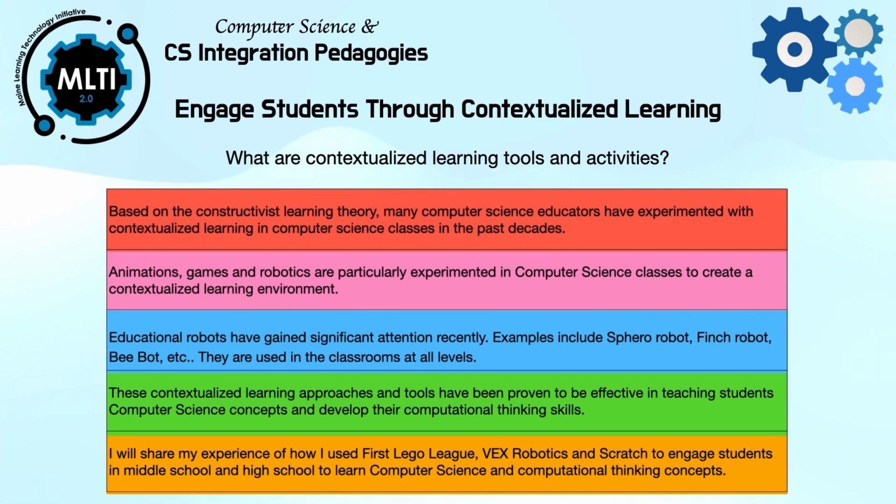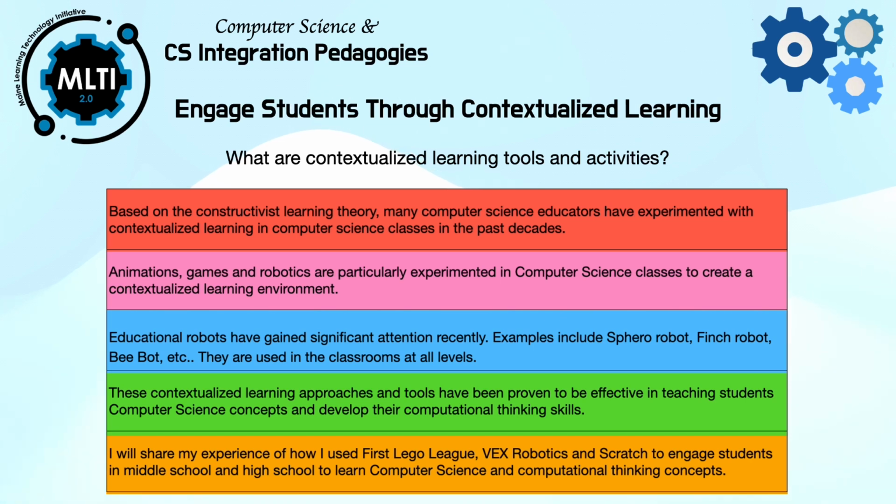Animations, games, and robotics are particularly experimented with in computer science classes to create a contextualized learning environment to raise students' motivation, increase their participation, and enhance their performance. Another contextualized learning tool that has gained significant attention recently is the use of educational robots. Computer science educators believe that the nature of robots as physical objects allows students to see the execution of their codes immediately, and robots are considered a useful learning tool, according to Bach in 2008, and Chen and Mahadev in 2012.